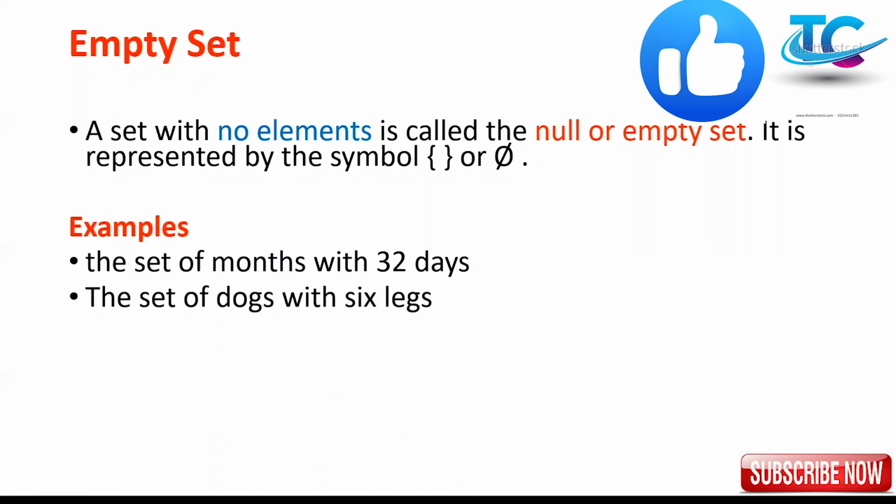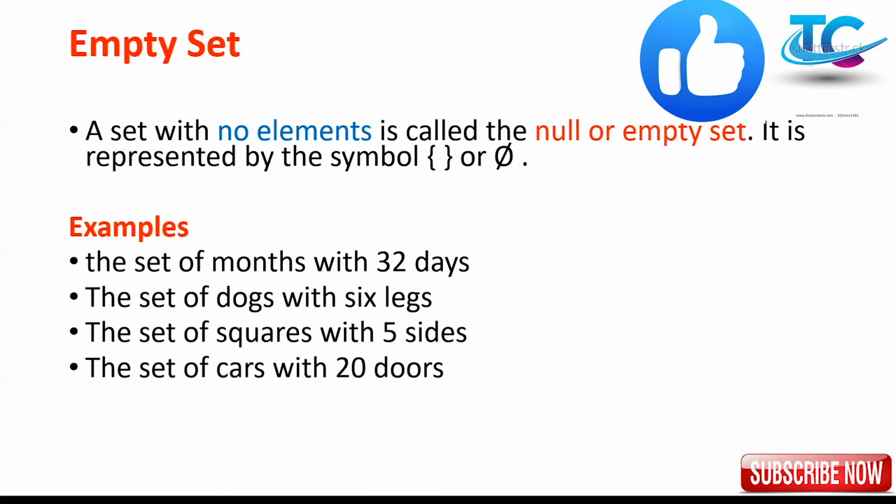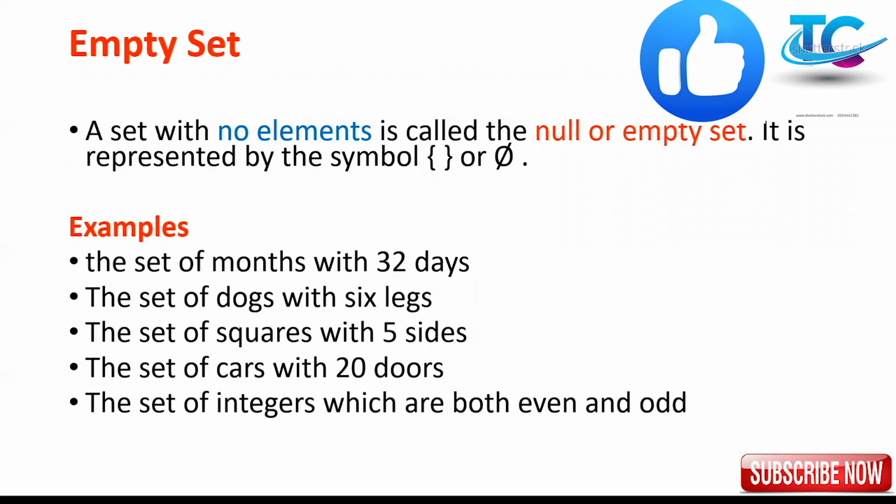Similarly, set of dogs with 6 legs, set of squares with 5 sides, set of cars with 20 doors, set of integers which are both even and odd. So in all these cases, no such element exists. So the corresponding set contains no element, or we can say that the corresponding set is an empty set.